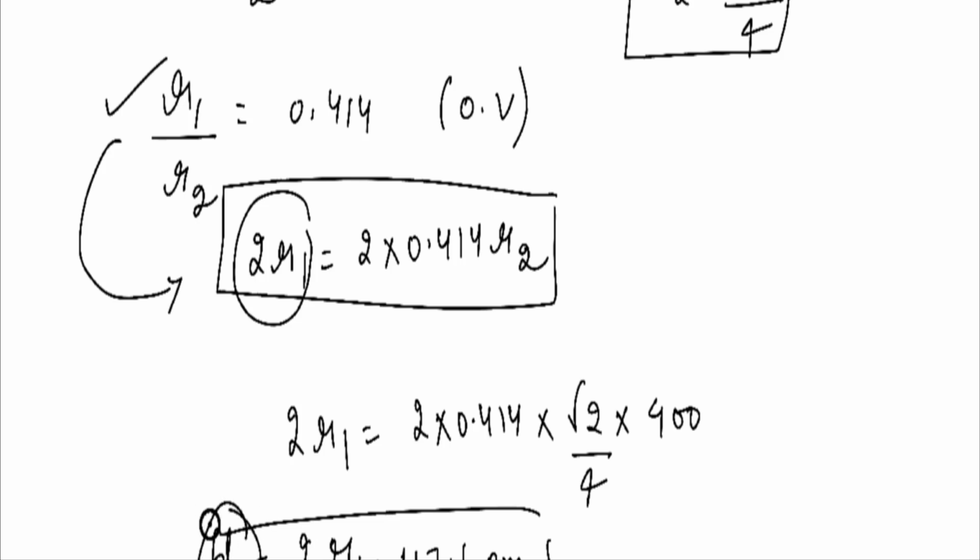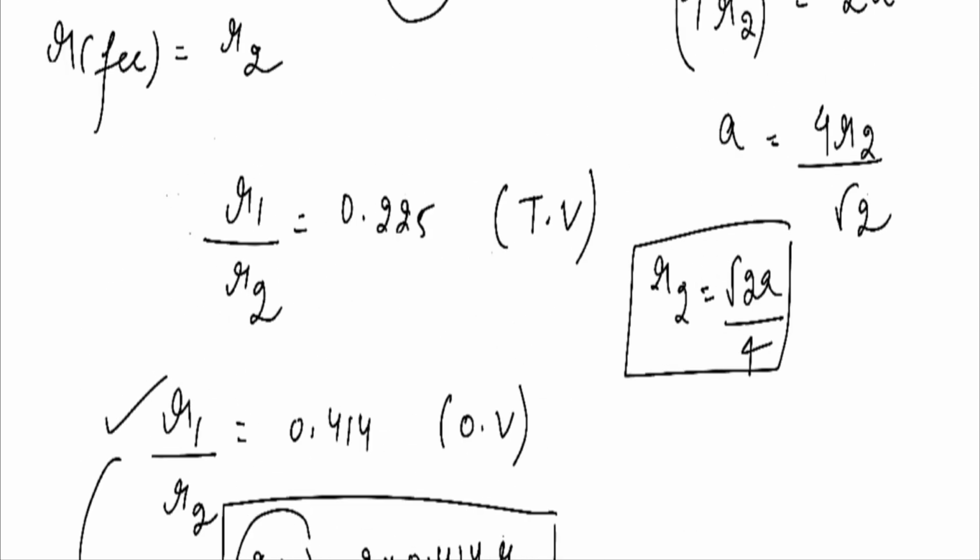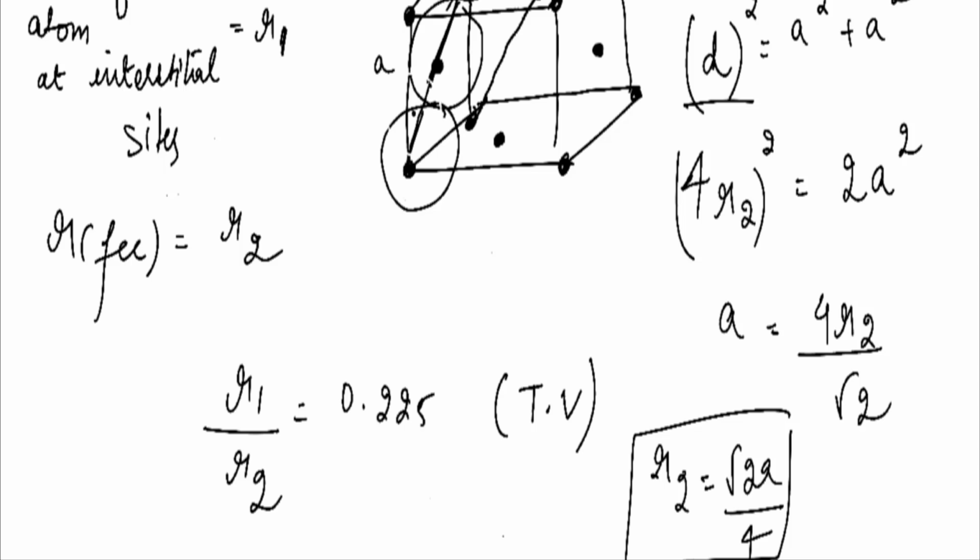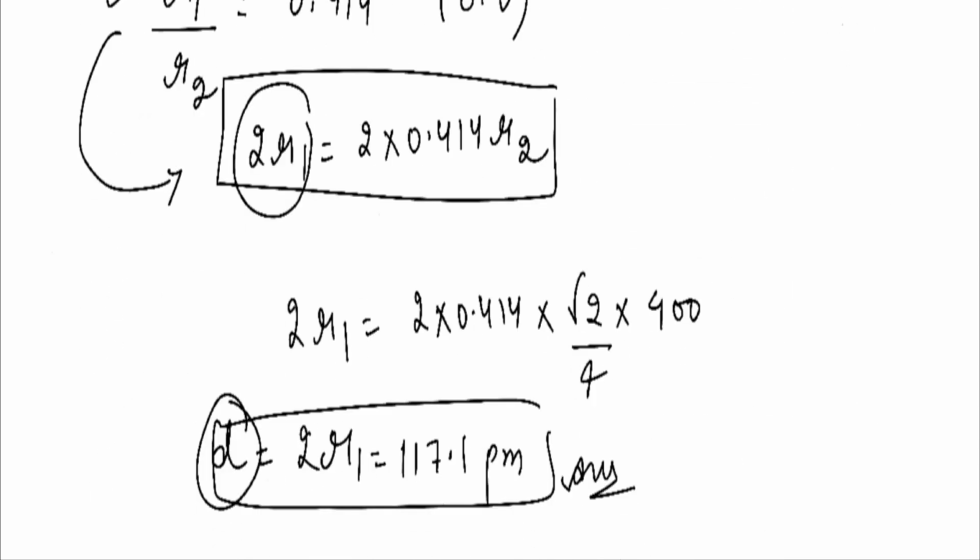Now remember that this D is the diameter, but this D is the diagonal. Okay, this D is the diagonal that we took from here in this question. So the correct answer is 117.1. That's all for the question.